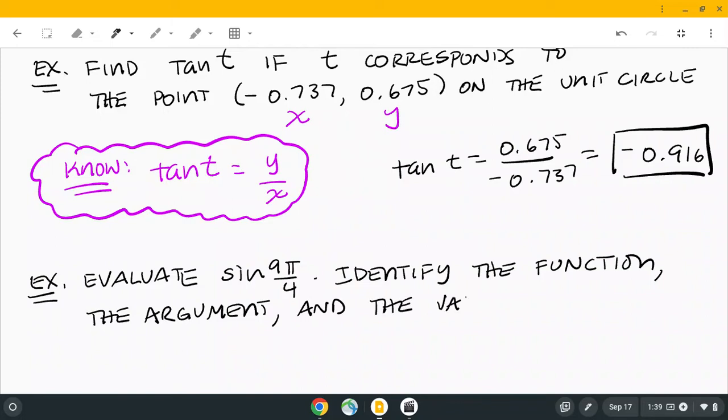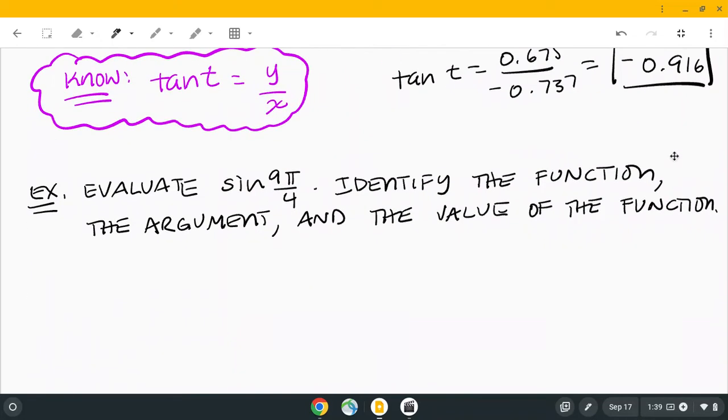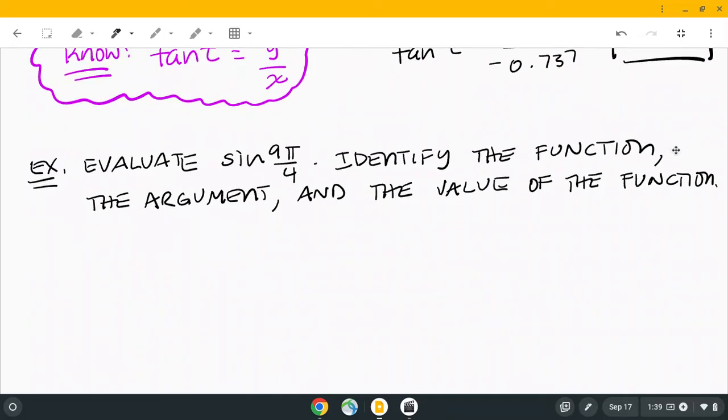The value of the function, that one's easy. That's just the answer, right? I need to go over what the other two things are. The function: we have 6 trig functions, right? So they want to know which of those trig functions we are using here. Pretty straightforward: sine. So the function is the sine function.